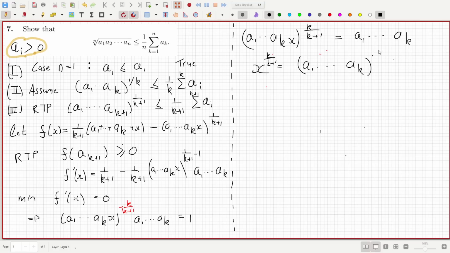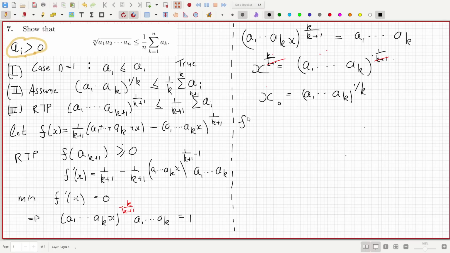That is good, because then I can cancel that with that and then take a k-th root, and I get x, and I'll call it x min. Well, I don't know it's the minimum yet until I get the second derivative. That is a1 ... ak to the power 1 over k.